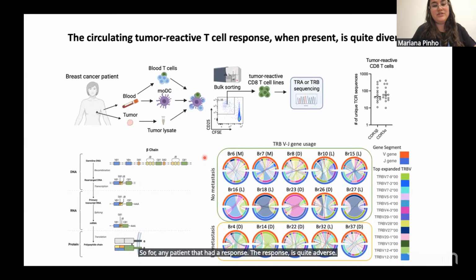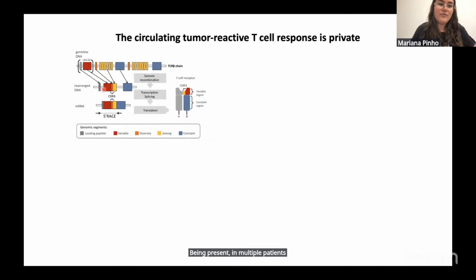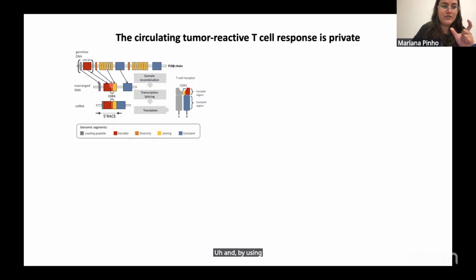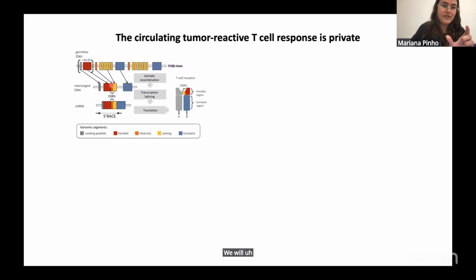So next, we wanted to see, okay, the response is diverse, but is it shared between patients? Do we have the same TCR being present in multiple patients? To do that, we look into the CDR3 sequence, the amino acid sequence that falls exactly in the recombinant VDJ region. By using that, you don't look at the whole sequence of the TCR, but just this sequence, which will determine the specificity of the TCR.